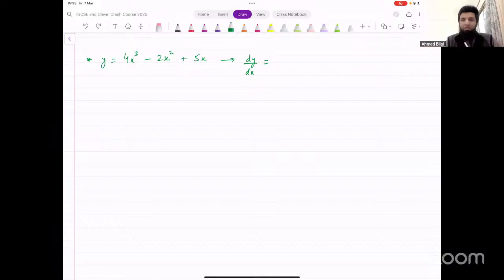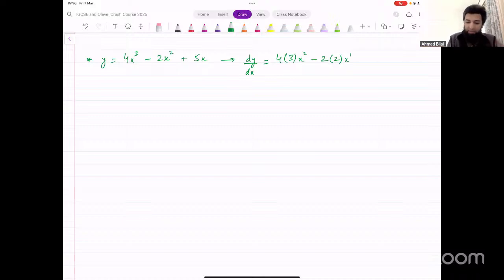4x cubed. What's the derivative of 4x cubed? 4 remains as it is, right? 4 is a constant that's multiplying, so that will remain as it is. You multiply by the power, so you multiply by 3. And you subtract 1 from the power, it becomes x power 3 minus 1, which is 2. That's the derivative of the first term. Then you have minus sign here. Minus 2. 2 is multiplying, that remains as it is. Into x squared. Multiply by the power. So power gets multiplied here. Subtract 1 from the power. 2 minus 1, that becomes x power 1.